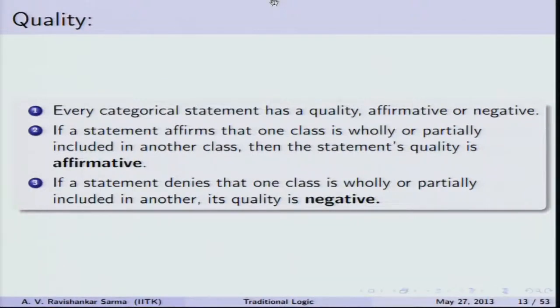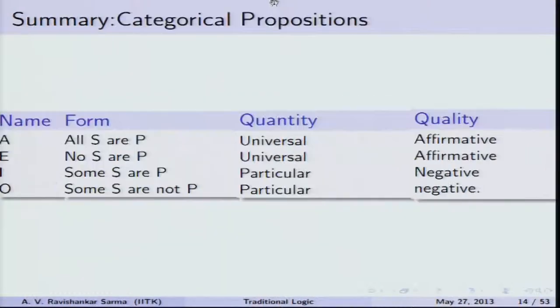Based on that, we have different kinds of things: affirmative and negative categorical propositions. These are the things which we have been talking about. The A proposition is simply "All S are P", and the quantity is universal because "all S are P" refers to the whole class, so that is why it is a universal proposition.